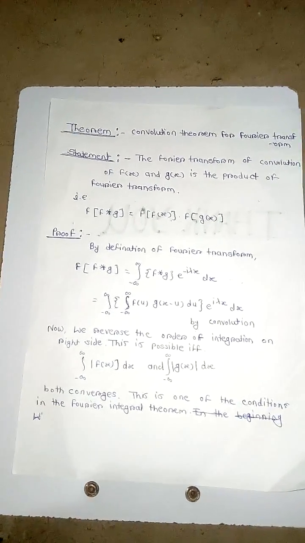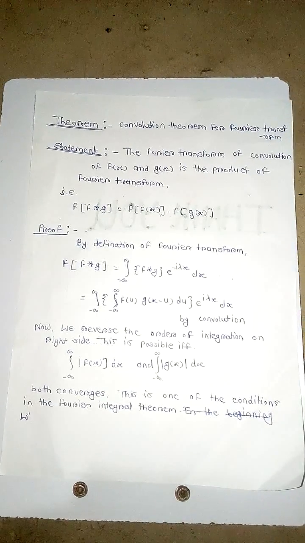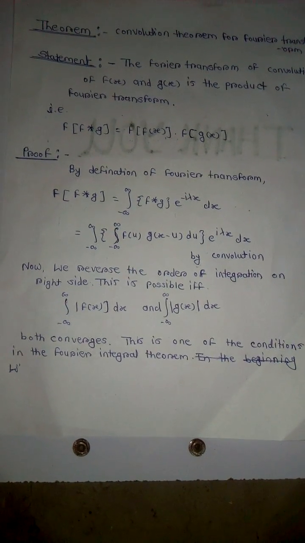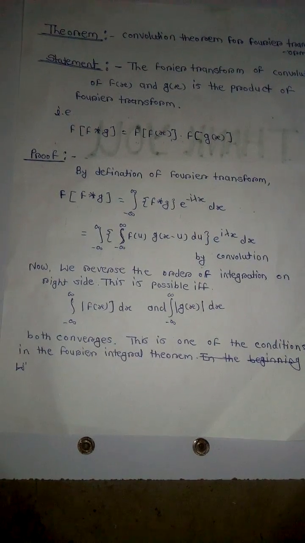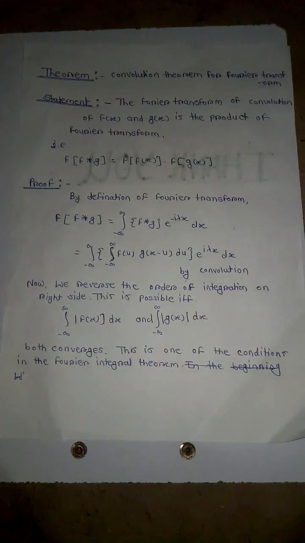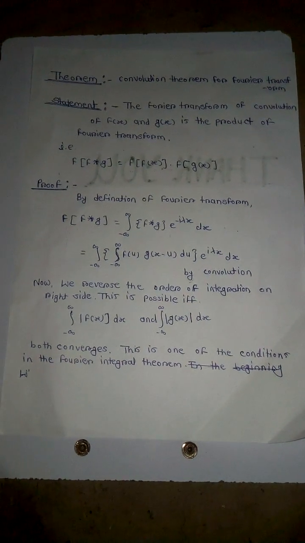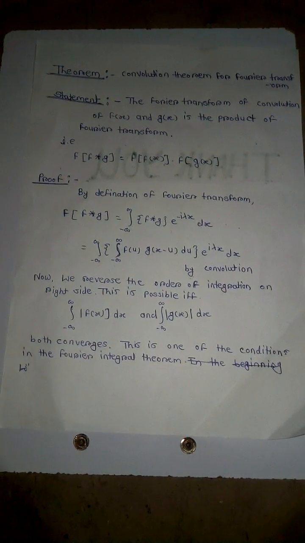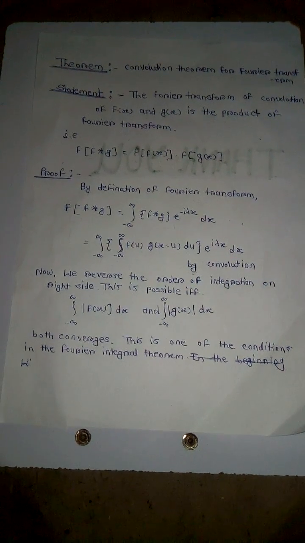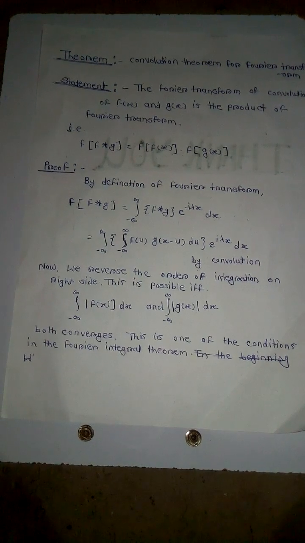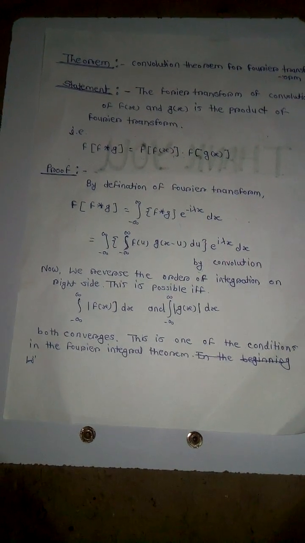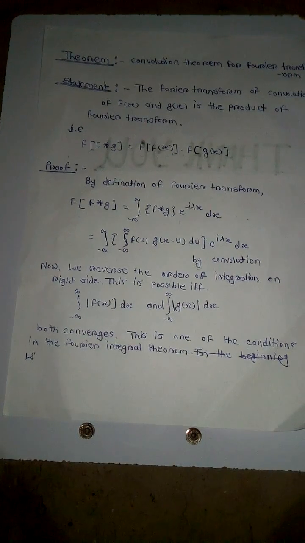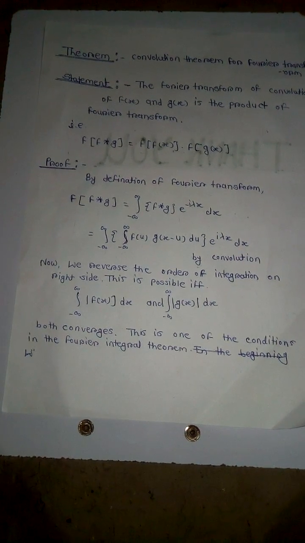Proof: by the definition of the Fourier transform, the Fourier transform of the convolution of f and g is equal to the integration from minus infinity to infinity of (f star g) times e to the power minus i lambda x dx. This equals the integration from minus infinity to infinity, with limits as they are, of f(u) g(x minus u) du times e to the power minus i lambda x dx, by the definition of convolution.